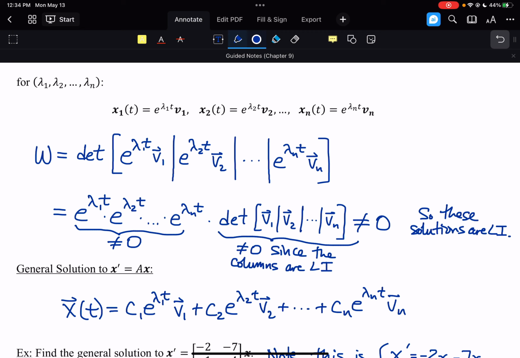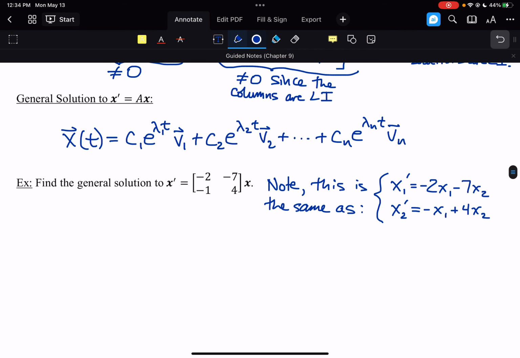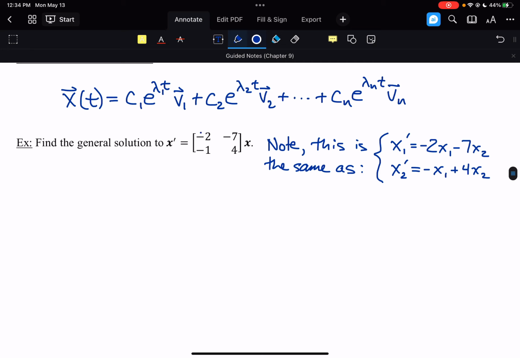Let's take a look at an example. Find the general solution to x prime equals this 2 by 2 matrix, -2, -7, -1, 4 times x. So note, we give them in the vector and matrix form here. This is our more condensed form, but this is the same thing as this system of differential equations here. So x1 prime equals -2x1 minus 7x2, and x2 prime is -x1 plus 4x2, right? So if you do the matrix multiplication with the vector x with x1 and x2, that's what you get. So we are solving a system of equations here, even if it doesn't quite look like that in this current form.